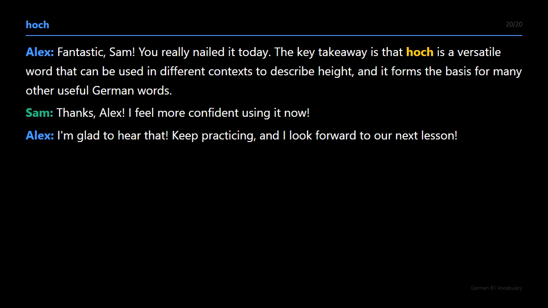Fantastic, Sam. You really nailed it today. The key takeaway is that hoch is a versatile word that can be used in different contexts to describe height, and it forms the basis for many other useful German words. Thanks, Alex. I feel more confident using it now. I'm glad to hear that. Keep practicing, and I look forward to our next lesson.